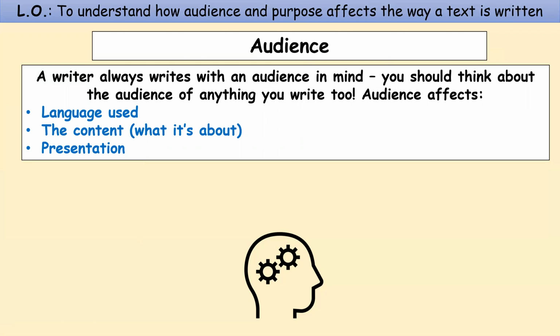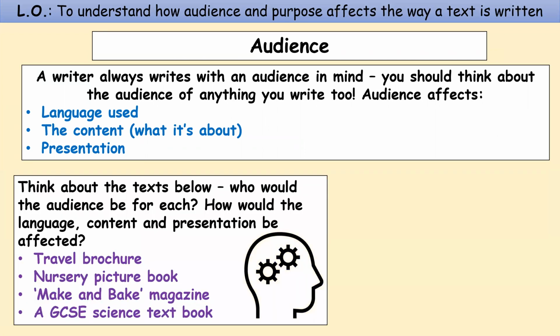So the first thing I'd like you to do, probably pause the tape here, is think about the texts below. Who would the audience be for each of these texts, and how would the language, content and presentation be affected? We've got 4 different bullet points down here: a travel brochure, a nursery picture book, a Make and Bake magazine, and a GCSE science textbook. Just thinking about the 3 bullet points in blue, who would be the audience, and how do you think the language, content and presentation might be affected? Pause the video, and then we'll go through the answers.